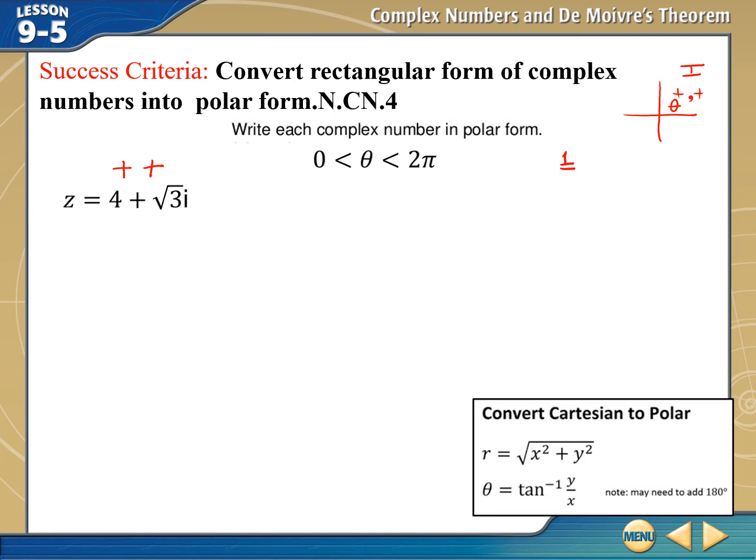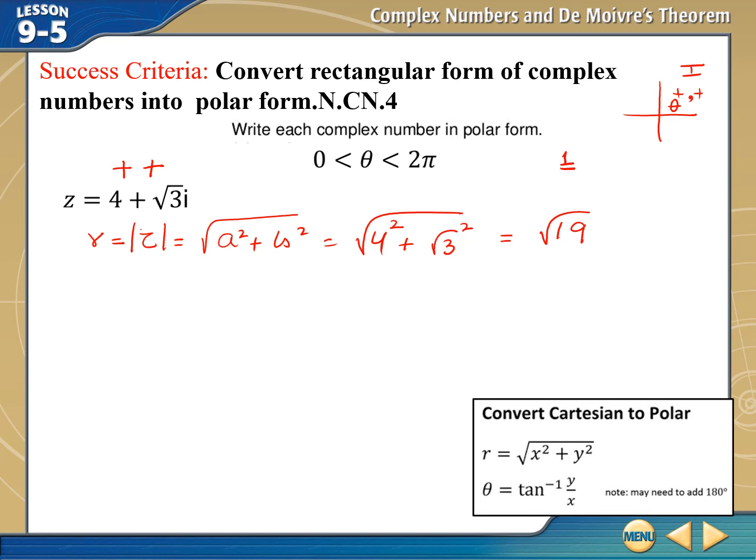First of all, we will find our R. R means the absolute value of Z. The formula is square root of A square plus B square. Our A is 4, so write down 4 square. Then plus our B, which is square root of 3, and put the square. So you will get 16 plus 3, that is square root of 19.